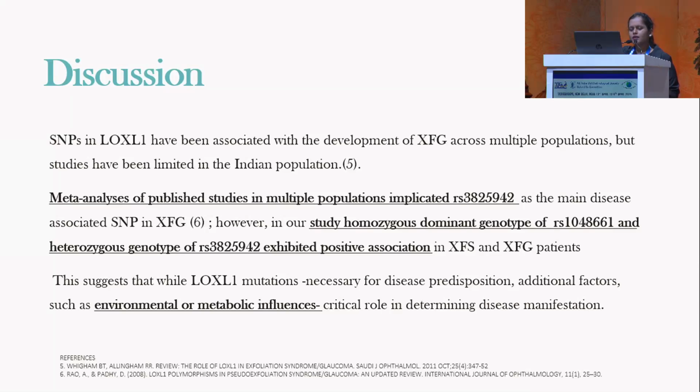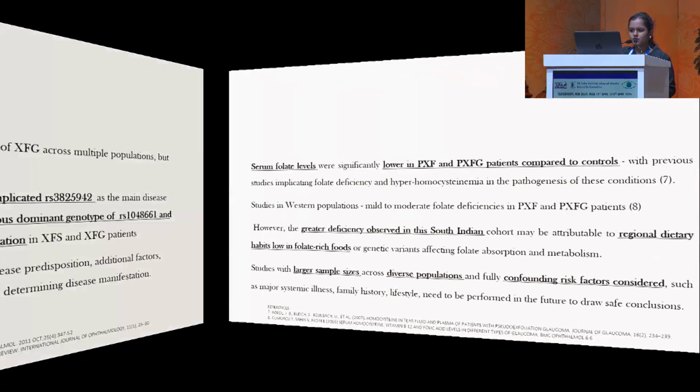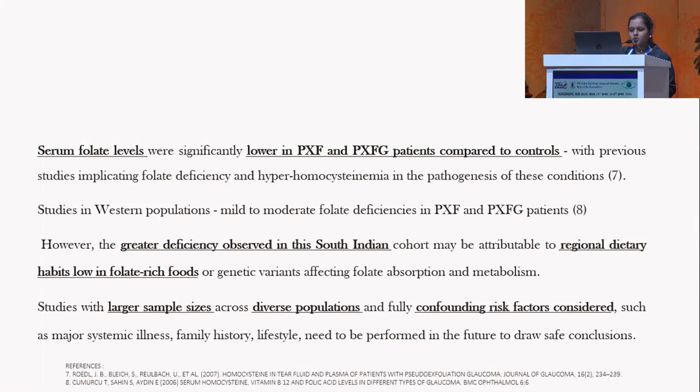On discussion, the meta-analysis of published studies in multiple populations implicated the RS3825942 as a main disease-associated SNP and XFG. However, in this study, we found that the homozygous dominant genotype of the RS10486661 and the genotype of the RS3825942 had a positive association in the XFS and XFG patients. The greater deficiency was observed in the South Indian cohort, which can be due to the regional dietary habits low in folate-rich foods.